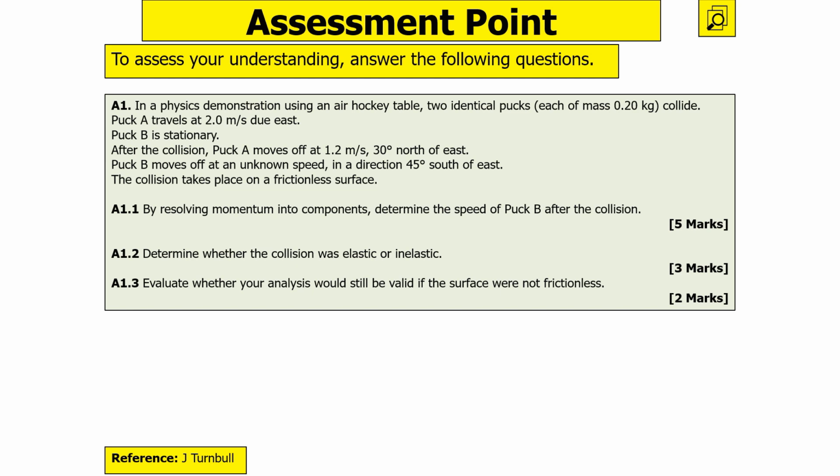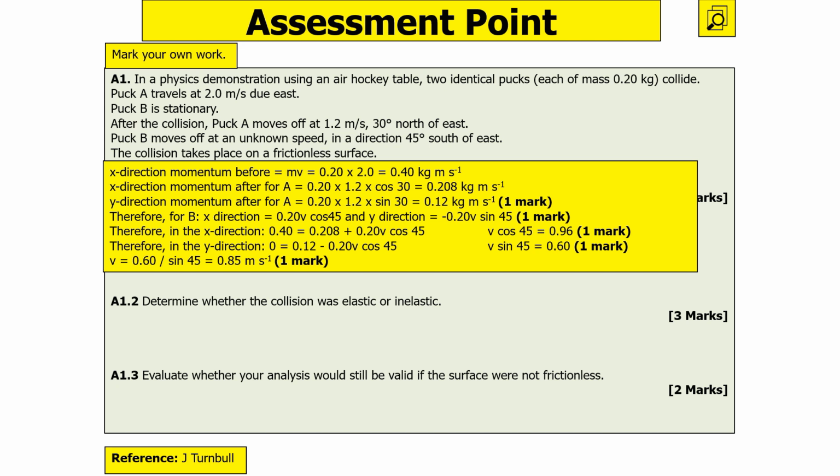Okay, so we know in the x direction before, in the horizontal, it's going to be mass times velocity, 0.2 times 2 equals 0.40 kilogram meters per second. There's going to be no momentum in the y direction as there's no vertical movement. Now the x direction afterwards for A is going to be 0.2 times 1.2 times cos 30. So it's going to be 0.20 kilogram meters per second. In the y direction for A afterwards, it's going to be 0.2 times 1.2 sine 30. So it's going to be 0.12 kilogram meters per second.